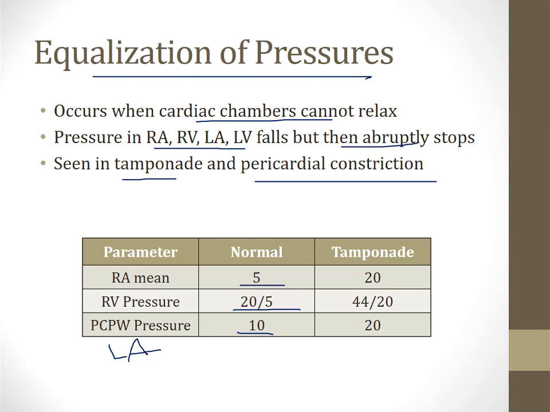In tamponade, what you see is that, first of all, the pressures are high, and that should make sense to you. This patient's heart is surrounded by fluid, so all the pressures are high. But you also see something else. There is equalization of pressures. The mean RA pressure is the same as the RV diastolic pressure and the wedge pressure. This is not a normal finding. This is called equalization of pressures, and this is what occurs in tamponade.